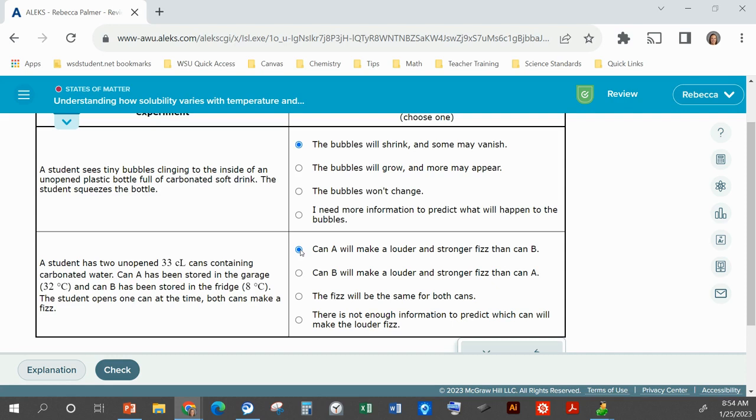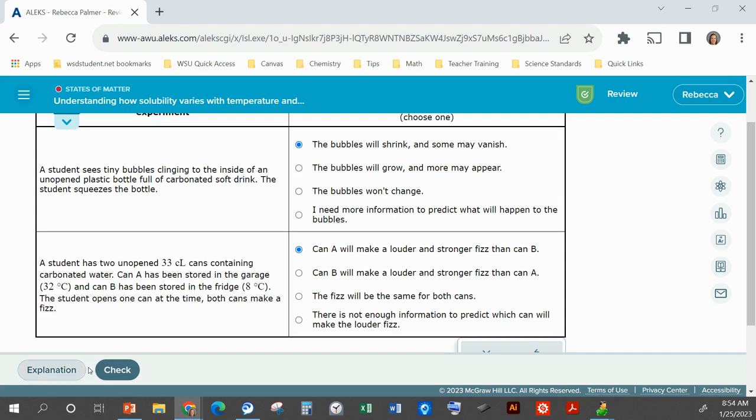Yeah, what he said. It makes it stick in the liquid. So can be at 8 degrees Celsius, the gas is going to be more dissolved. At 32 degrees Celsius, the gas wants to come out. It's at a higher temperature. It's more likely to come out of the can, so it'll fizz more. It'll make a bigger noise.